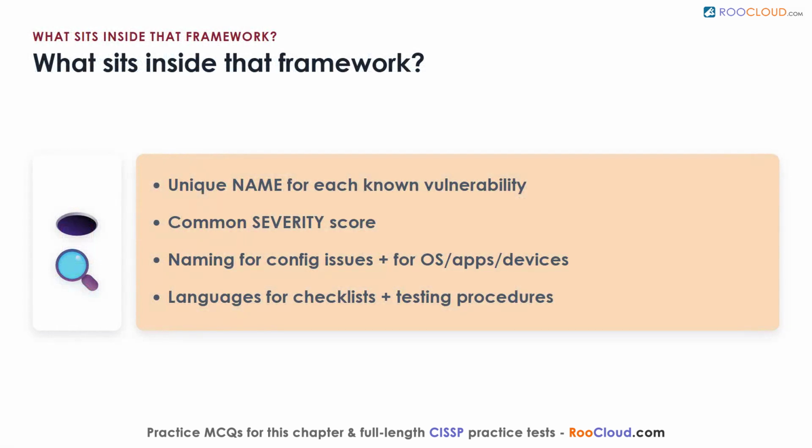What sits inside that shared framework? Several naming and scoring standards, each with a job. One gives every known vulnerability a unique name, so we all point at the same flaw. Another scores how severe a vulnerability is on a common scale. Others name configuration problems and name operating systems, applications, and devices consistently. Two more provide languages, one for writing security checklists and one for describing testing procedures. Together, they are the shared dictionary and grammar of vulnerability work.